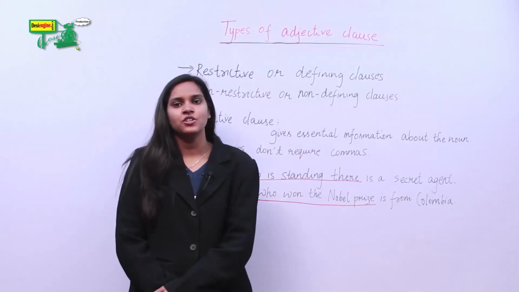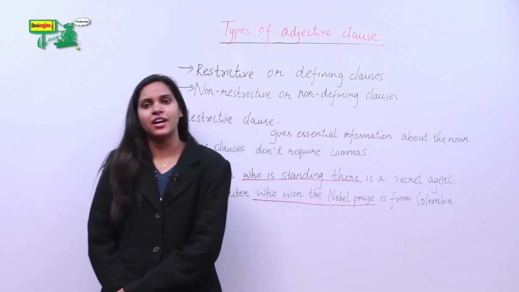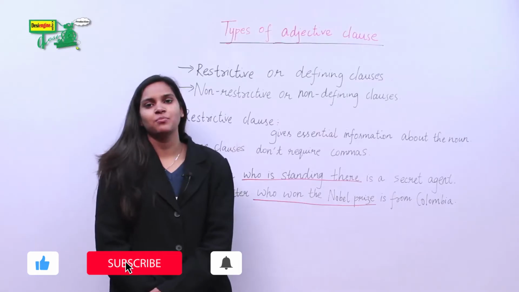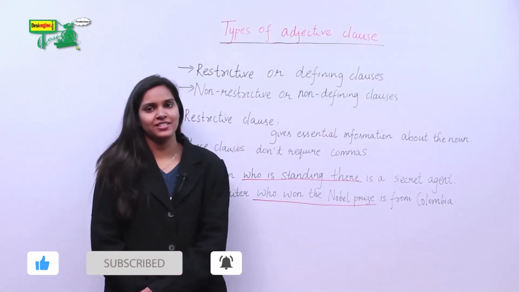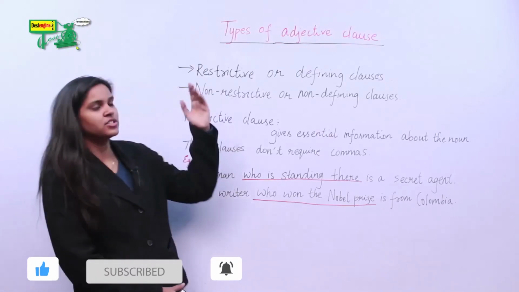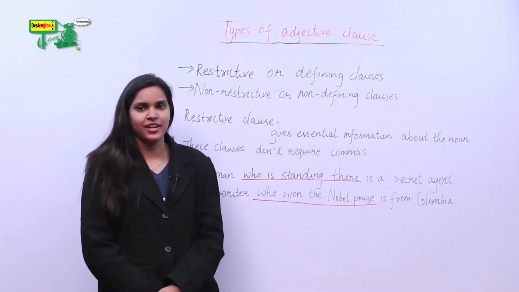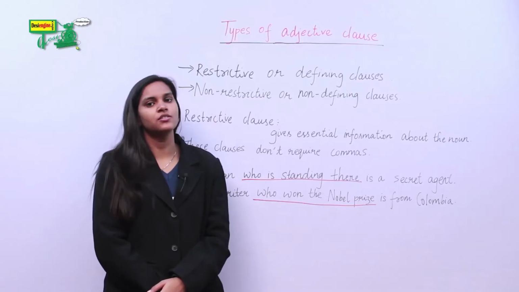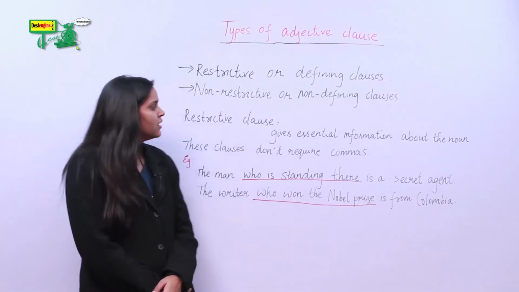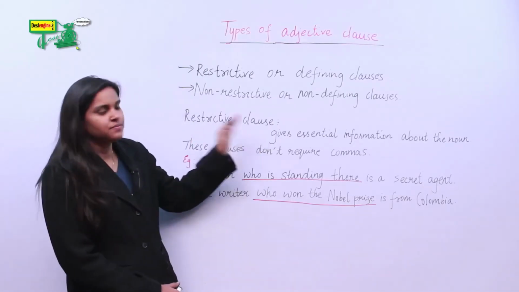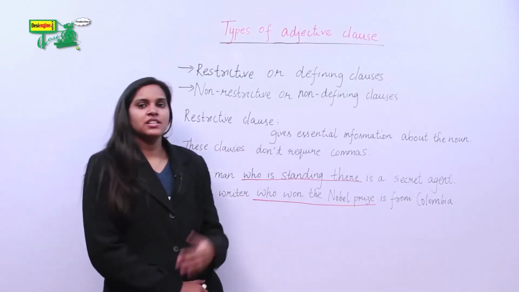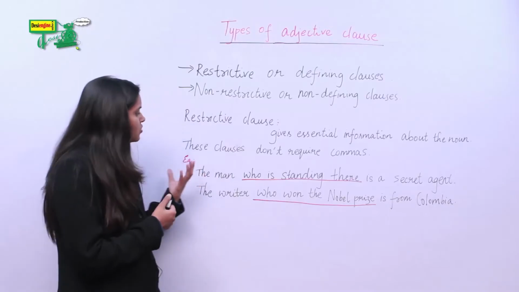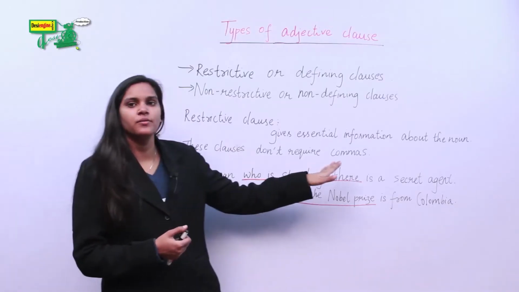Hello friends. Today we'll learn about the different kinds of adjective clauses. Adjective clause can basically be divided into two categories. That is restrictive, which is also known as the defining clause, or non-restrictive, which is also known as the non-defining clause. Restrictive clause. Basically, it gives essential information about the noun, and the clause does not require commas.